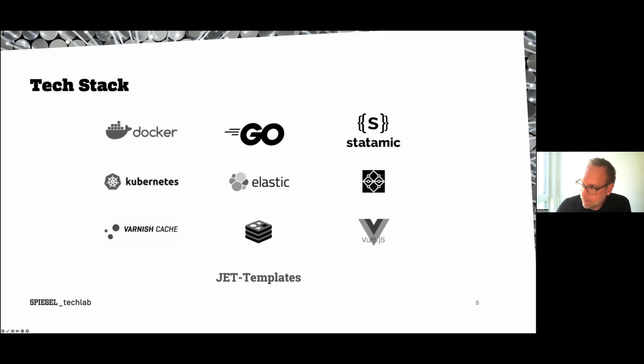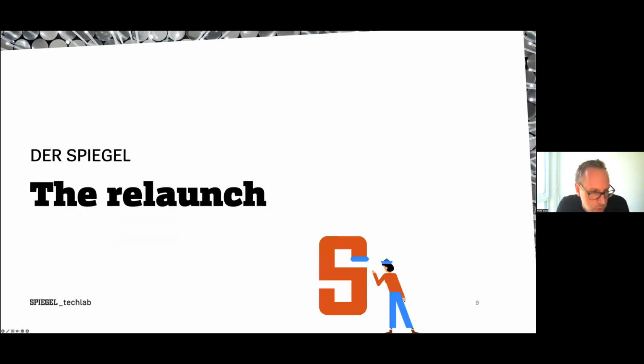So let's talk a little bit about what actually triggered our technology decision. In 2018, Der Spiegel decided to revamp the website, and not only that, but also to start a discussion about the branding. At that time the website was branded Spiegel Online, and the magazine was called Der Spiegel. That was quite confusing in the market. What is the print magazine? What is the online magazine? And with this relaunch, the group decided to rebrand everything to Der Spiegel, even the online part.